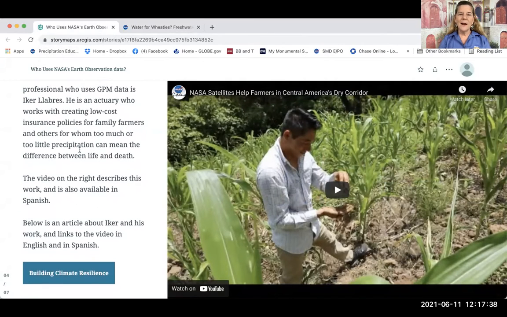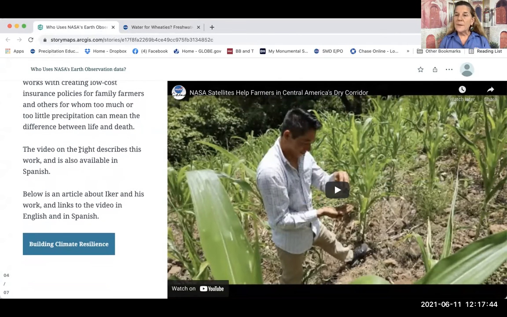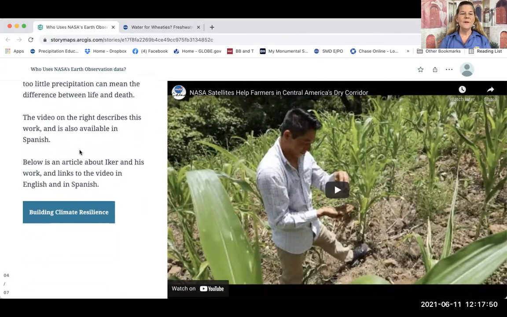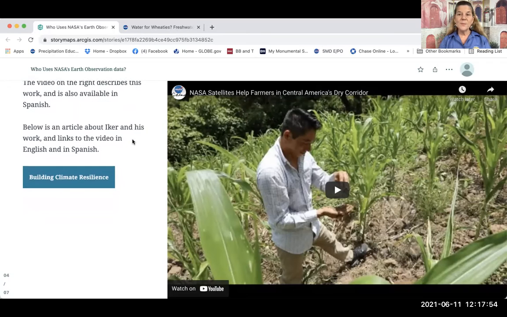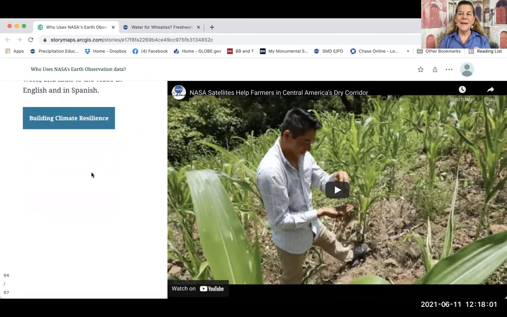This is Iker Ibarres. He is an actuary who works with creating low-cost insurance policies for family farmers and others for whom too much or too little precipitation can mean the difference between life and death. The video on the right describes his work, and it's also available in Spanish. This link here will take you to an article about his work and has links to both the Spanish and the English video.